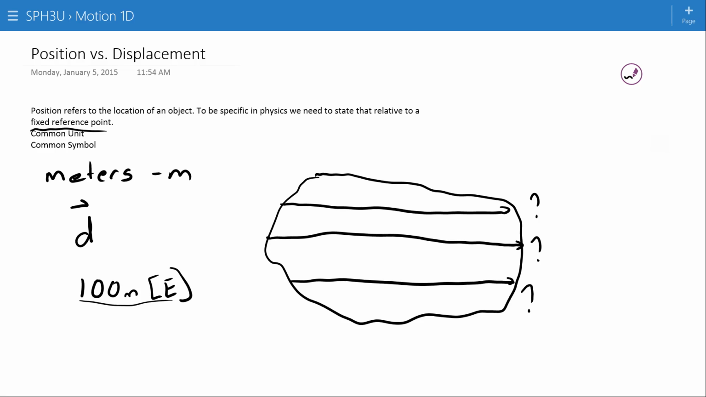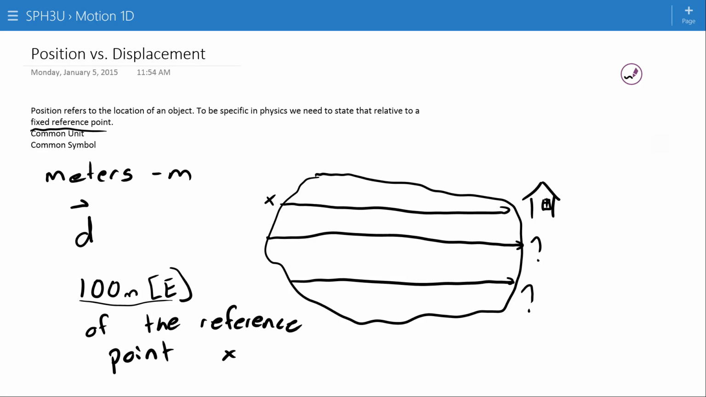So let's say, for example, randomly, that this was the fixed reference point. Then that would mean that the campsite is 100 meters east of that location. And as a result, we take away any uncertainty about where specifically we're referring to. It's got to be relative, 100 meters east of the reference point. And here I've labeled that as X. This reference point can take on different locations, but usually within one question we try to keep one fixed reference point.